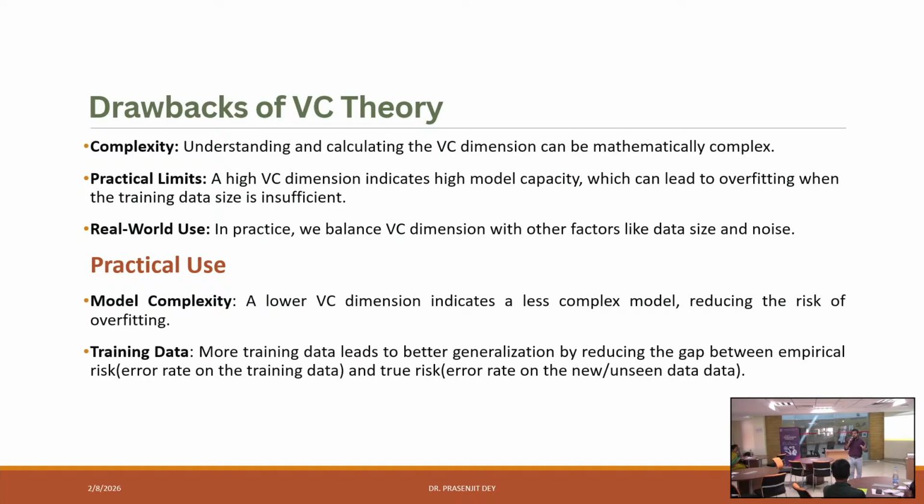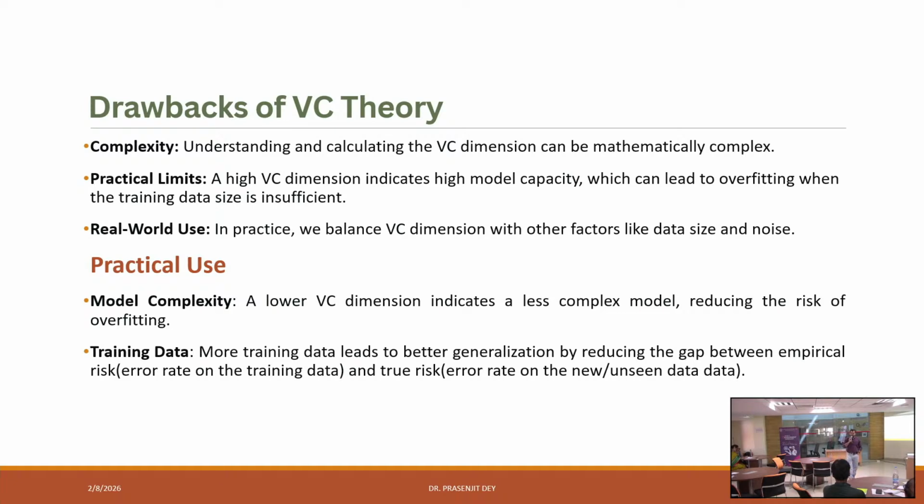But that is the answer given by the model. So that is the true risk. So if I say tomorrow's temperature will be 24 degrees Celsius, whatever I say, that is a true risk. Whatever mistake has been made is not known to me. And empirical risk is the risk on the training data.